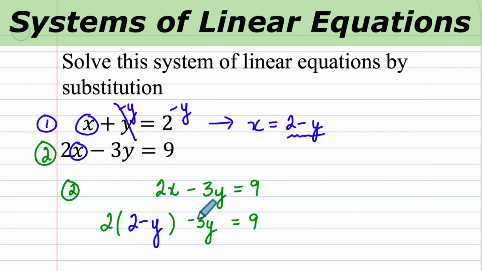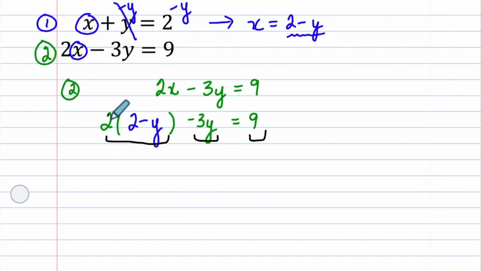We've rewritten the second equation so that the x disappears, which is quite nice because then we can solve for y. Make sure to follow your order of operations. We need to distribute first. 2 times 2 is 4. 2 times negative y is negative 2y. We have the negative 3y and the 9 on the right side. My equal signs are all lined up. Now I'll collect my like terms.